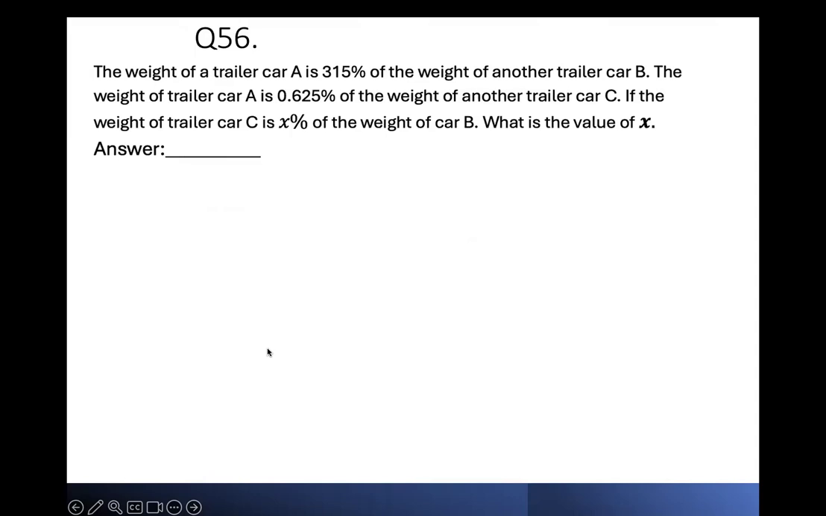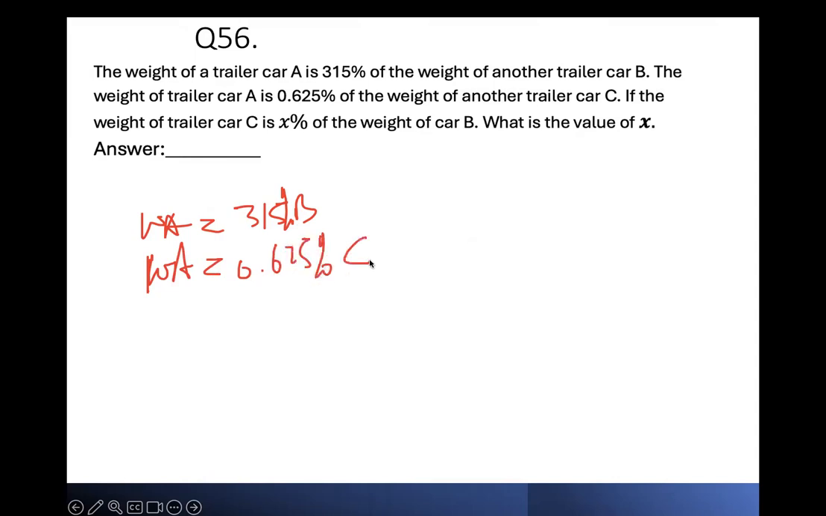My favorite calculation again, and I'll show you how to do them. I want you to master word problems. The weight of a trailer. So the weight of trailer A is 315% of the weight of B. That's percent. You know they're going to tell you about B and C. The weight of A is also something about C: 0.025% of C. Now they have to tell you something about C.